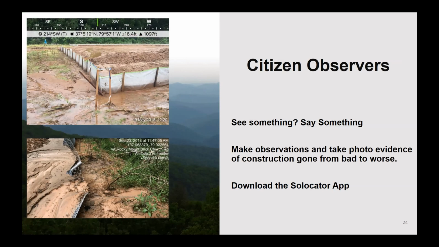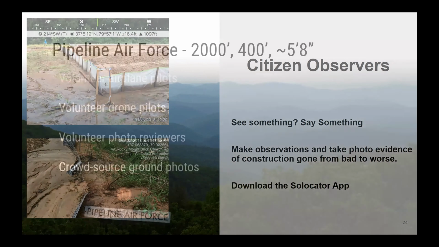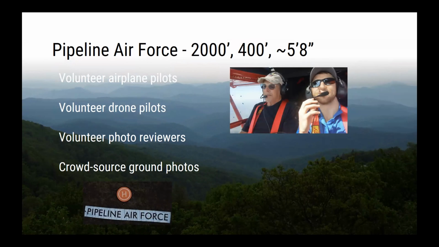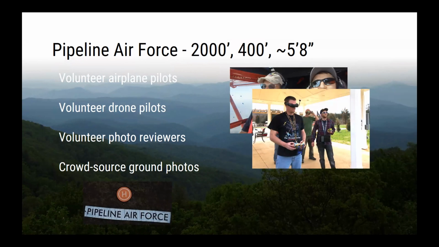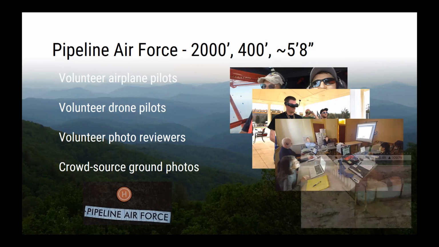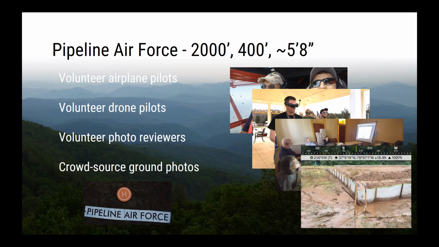Getting into something really cool, as Dan talked about, that really set us apart was our Pipeline Air Force program, where we had folks observing from 2,000 feet, 400 feet, and 5'8", which is about how tall I am on a good day. So we got volunteer airplane pilots, volunteer drone pilots. Then we had volunteer photo reviewers, which I'll dig into in a little bit. And of course, our crowdsourced ground photos that I talked about on the last slide that just about anybody could send us. That was the first thing we made sure folks were able to do.